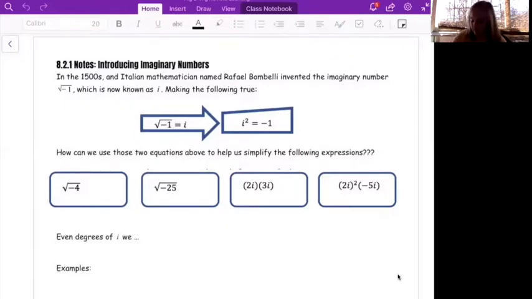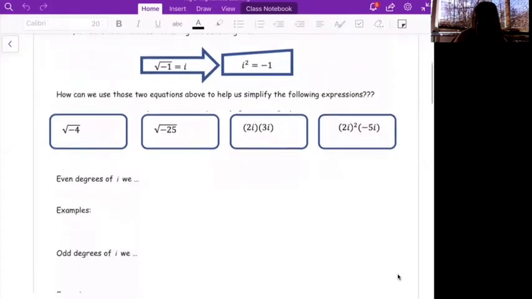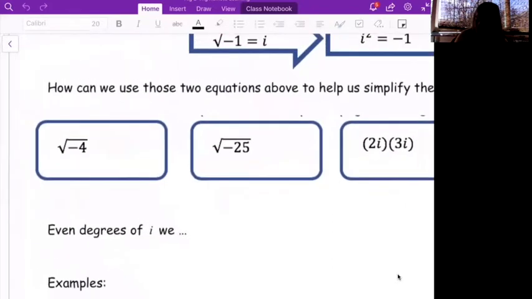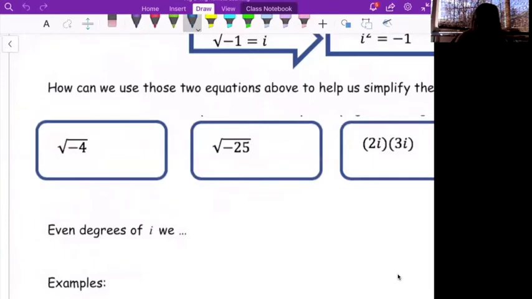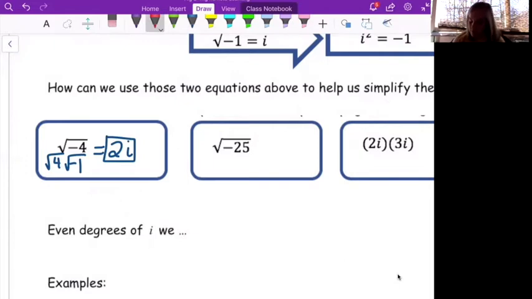So if we have the square root of -4, we can break this down to be the square root of 4 times the square root of -1. The square root of 4, we know is 2, and then the square root of -1 is I. So the square root of -4 would be 2I. Similarly, with the square root of -25, this would be the square root of 25 times the square root of -1. And so the square root of -25 would be 5I.